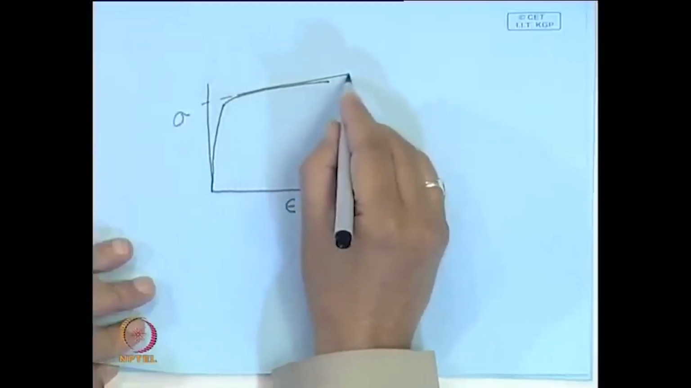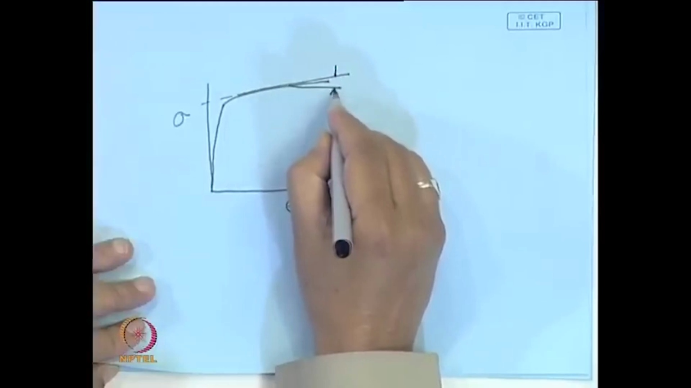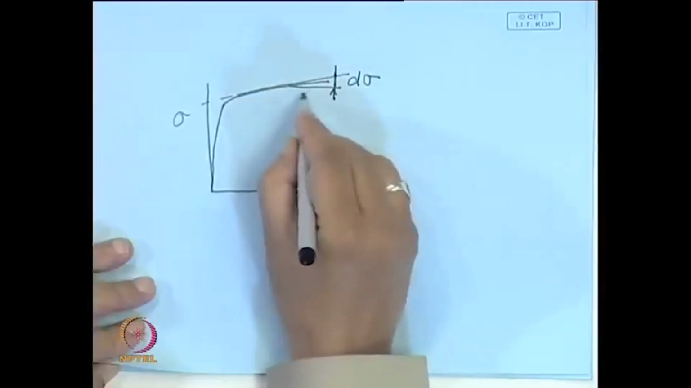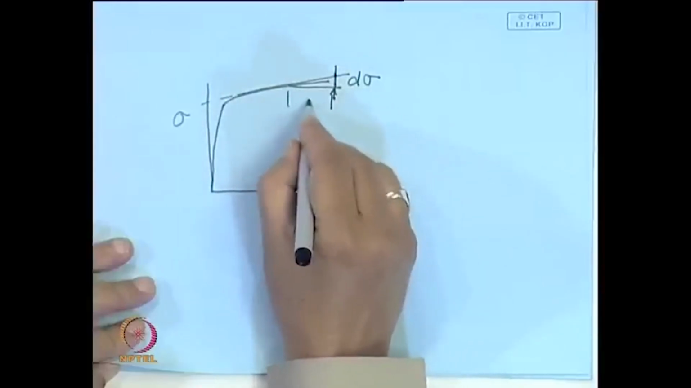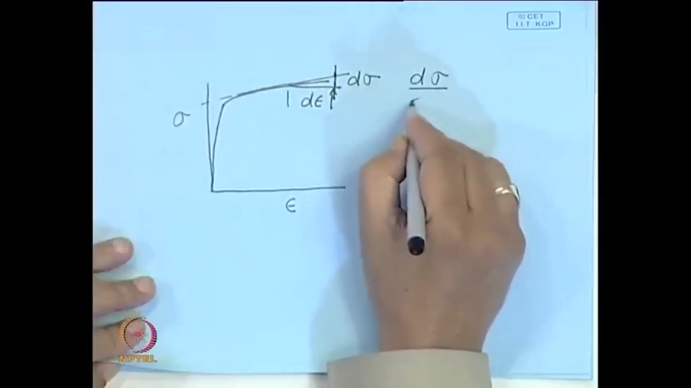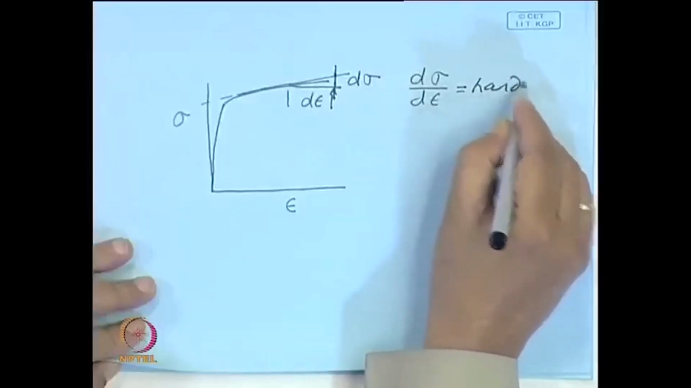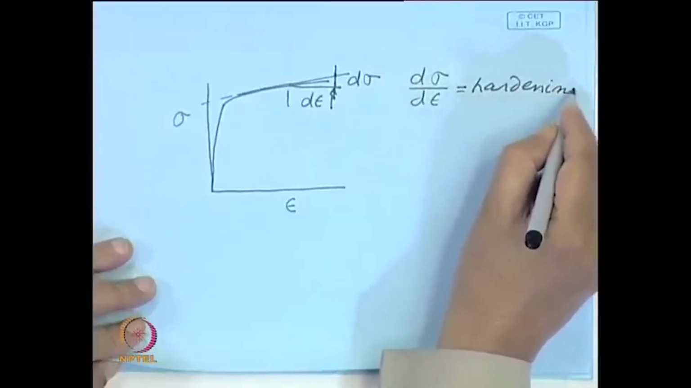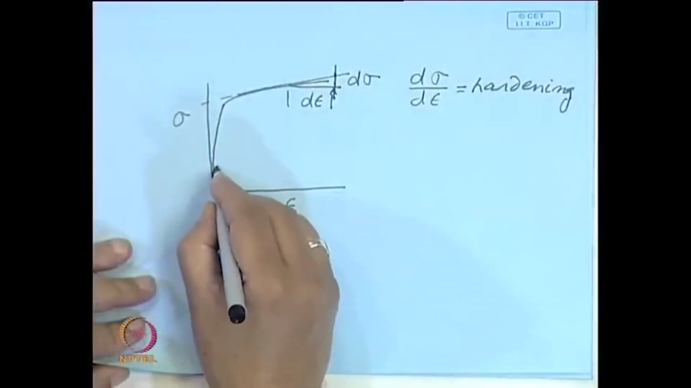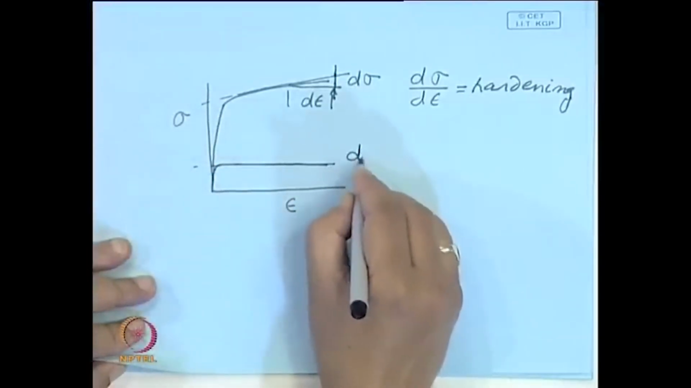The slope of this plot, this is d sigma, this is d epsilon, the slope of this plot is strain hardening. And when you go to higher temperature, possibly it may look like this. So, there is hardly any hardening.